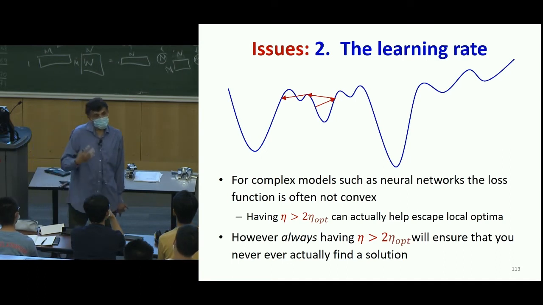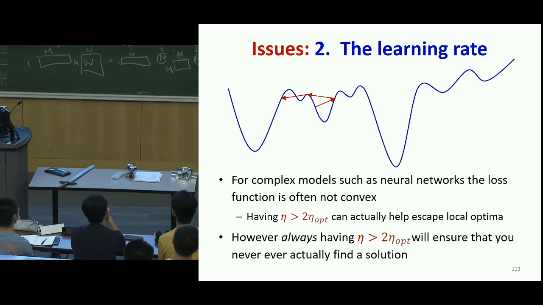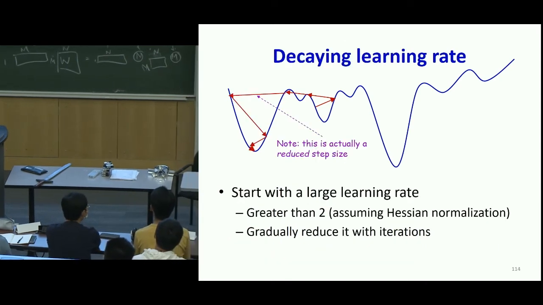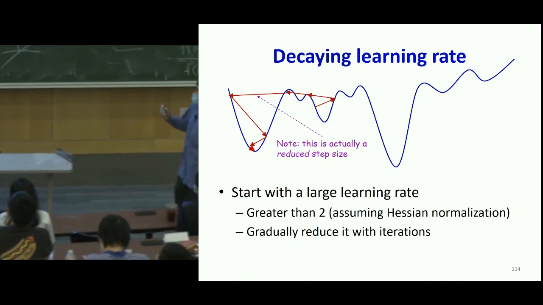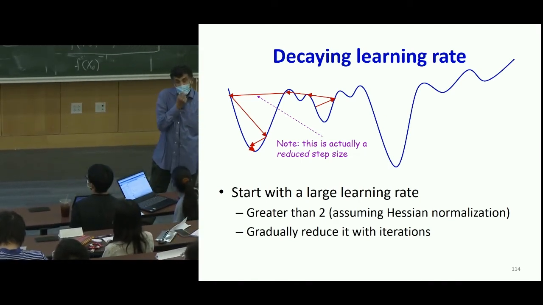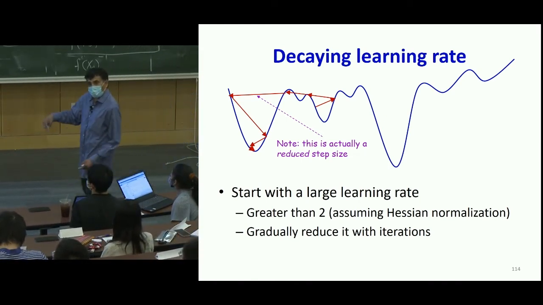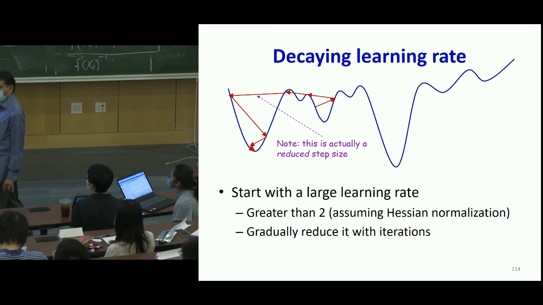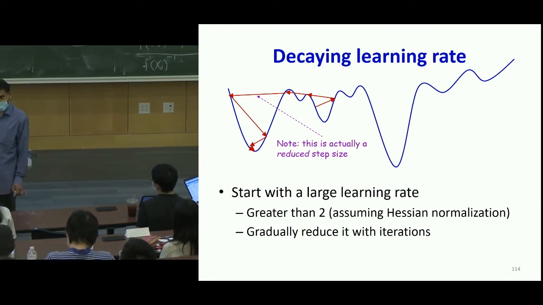What would your strategy be in this case? Anyone want to tell me? Yes. Maybe start with a bigger step size. Thank you. That's exactly what we will do, right? We will start with a larger learning rate, greater than twice the optimal step size for the current position. And that means that you're going to initially diverge.